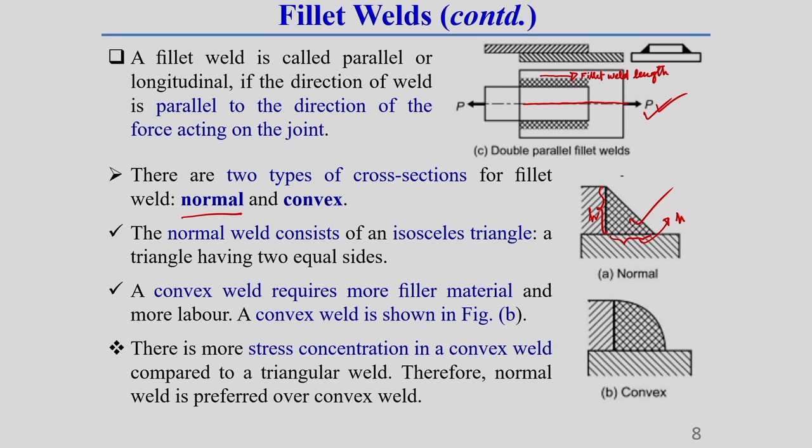Another type of cross section of plate weld is generally called the convex plate weld, which I am showing in this figure B. This convex plate weld generally requires more filler material, and it also requires more labor. A convex plate weld generates more stress, or you can say there is more stress concentration in a convex weld compared to a triangular, or normal, plate weld. Therefore, normal plate weld is more preferable over convex plate weld. This also you should keep in mind. Why am I discussing all these things? Because this will be required once we go for analyzing the welding structure.